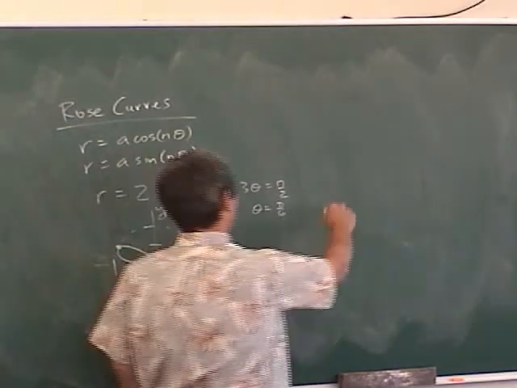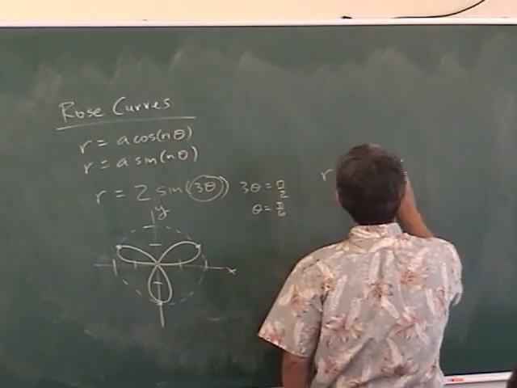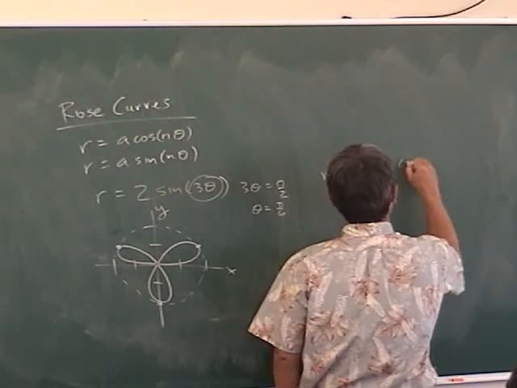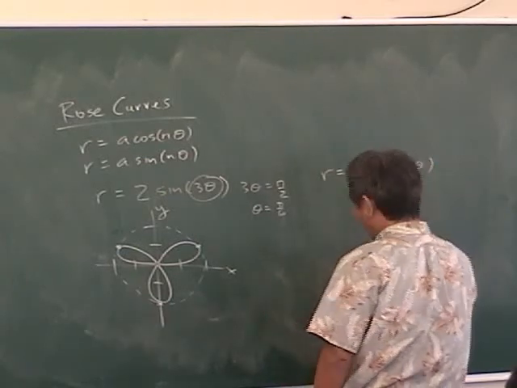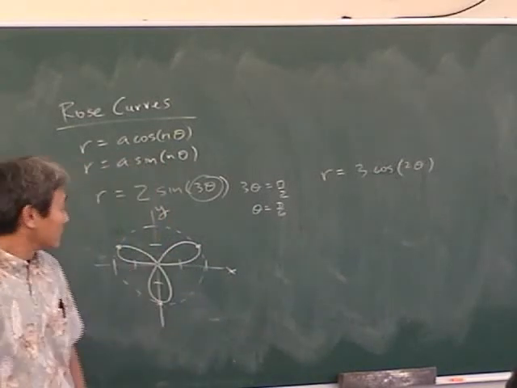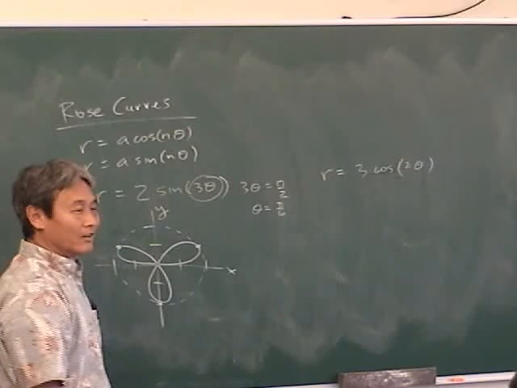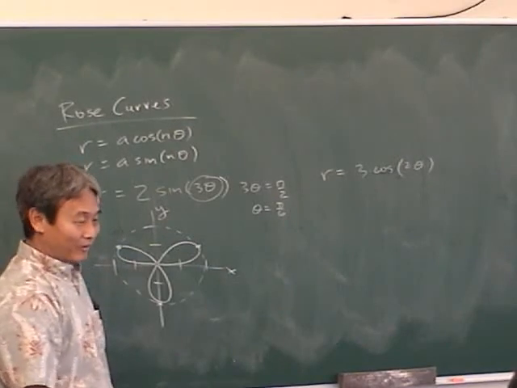Okay, let's do a cosine one now. R equals 3 cosine 2 theta. Okay, graph that one. How many petals do you think there are going to be? A lot? 2? 3? 4? 6? Why don't we graph it and see?